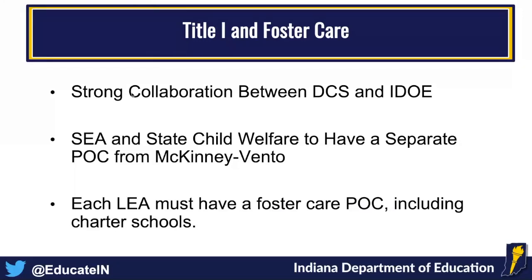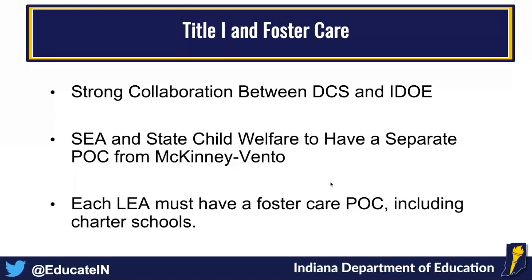Both the state educational agency, which is IDOE, and DCS have to have a separate point of contact than what we have for McKinney-Vento. At the LEA level, the homeless point of contact and the foster care point of contact can be the same person. But every single LEA must have a foster care point of contact. DCS has educational liaisons that they fund. These are not your points of contact. You need a local funded LEA employee who is the foster care point of contact.